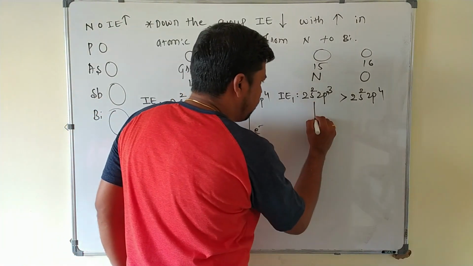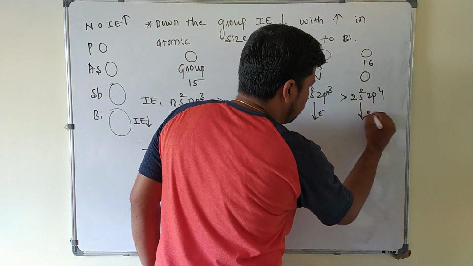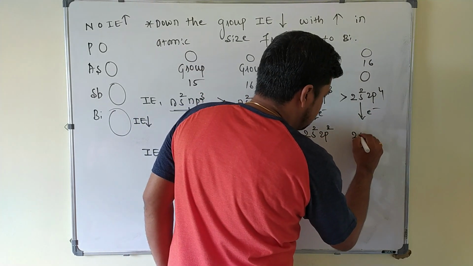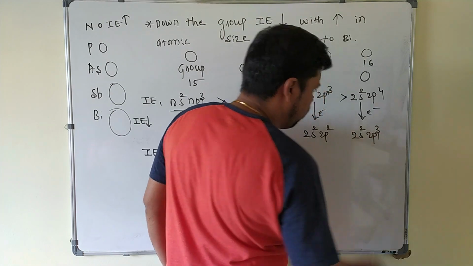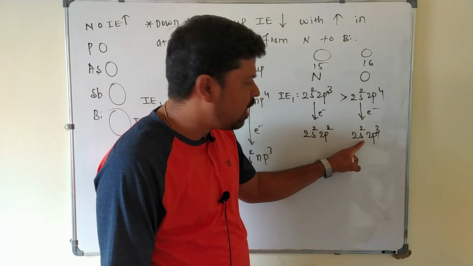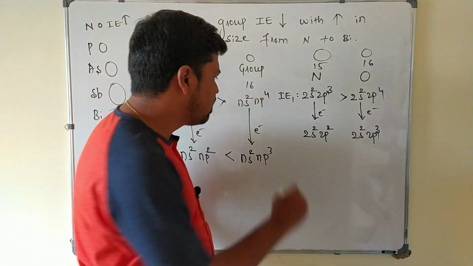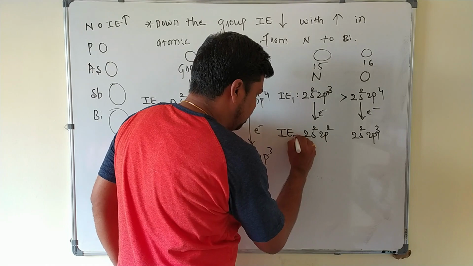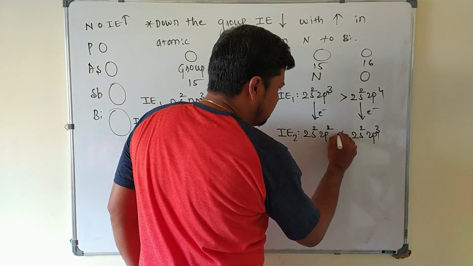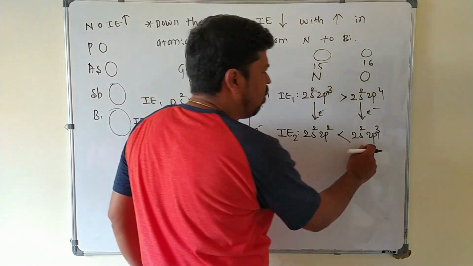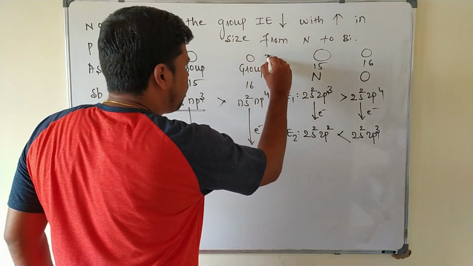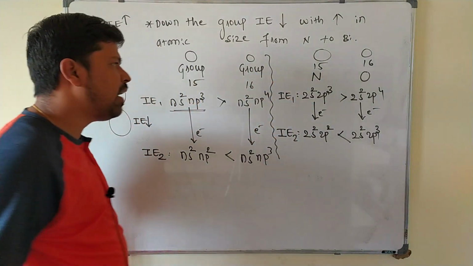Next, again if you remove the electron from these two, what happens here? This configuration becomes 2s2 2p2. This becomes 2s2 2p3. Now this electronic configuration becomes stable. Again it is very difficult to remove the electron from this configuration. Suppose I take the second ionization energy, the amount of energy required to remove the second electron, then in this case the second ionization energy of nitrogen is less than that of oxygen. Okay, this is the comparison between the group 15 and group 16 elements here.